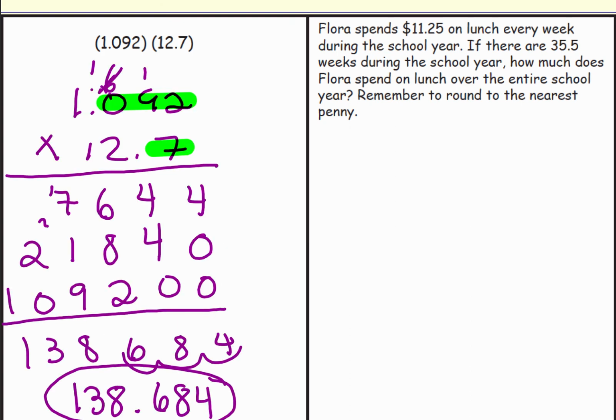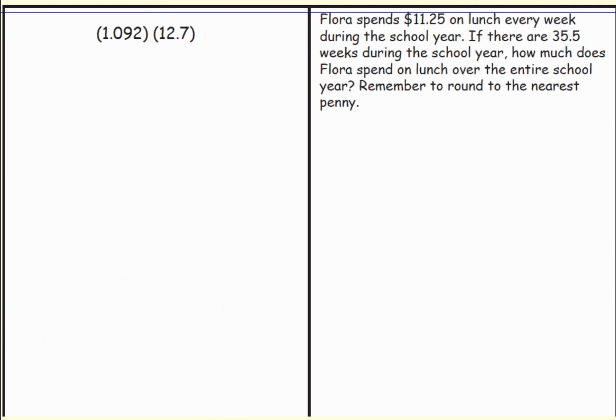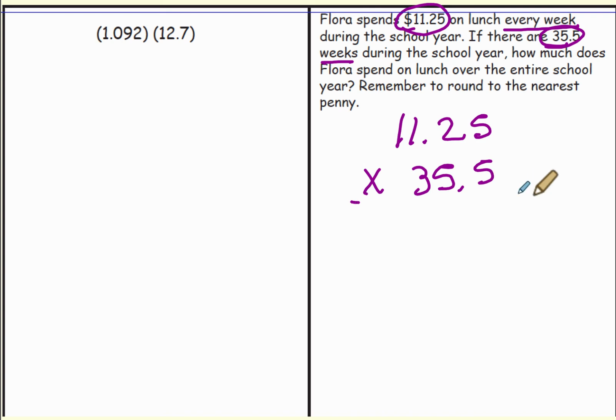If you want to see how I did this one, it's at the end of the video. Now here's an application problem, so go ahead and pause the video and see how you did. On this one, since we're making $11.25 every week, and there's 35 and 5/10 weeks, we need to multiply. So I'm going to set it up, 11.25 first, and then 35 and a half second.